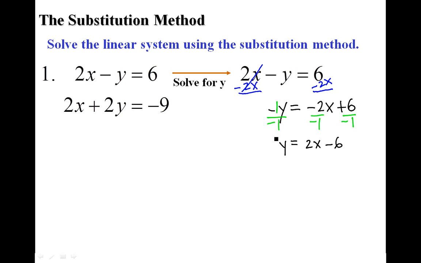Alright, so this is what equation 1 looks like when you solve for y. So these equations are the same thing. One is just solved for y and the other one is not. Alright, so we have y equals 2x minus 6 now. So let's move on to the next step.